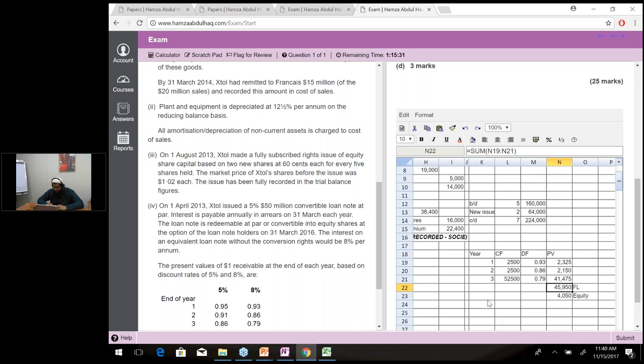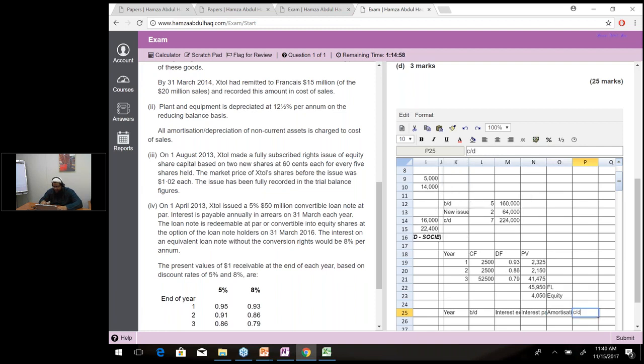And then we are going to prepare a table which will start from year, brought down, interest expense, and then interest paid, and then we have amortization, and then we have the carried down.